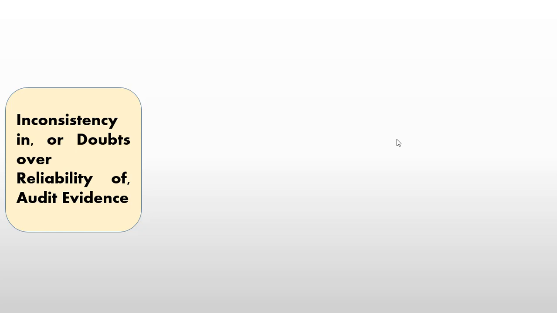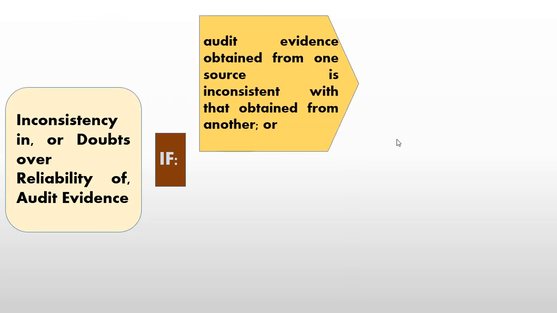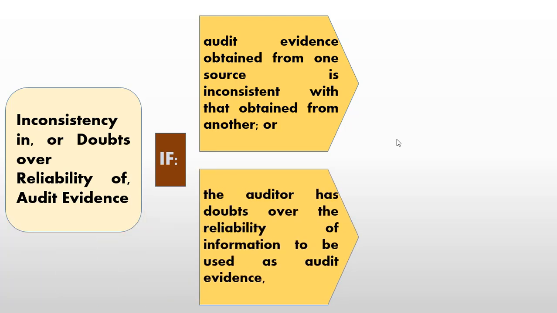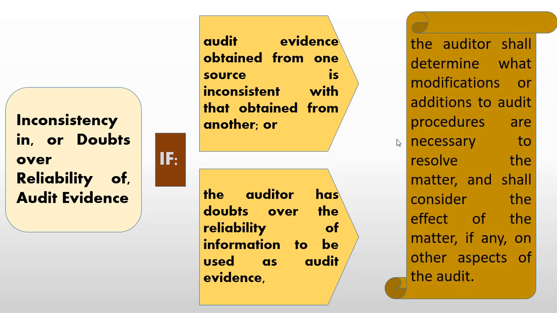Now, what if there are inconsistencies or doubts over the reliability of audit evidence? If audit evidence obtained from one source is inconsistent with that obtained from another, or the auditor has doubts over the reliability of the information to be used as audit evidence, the auditor shall determine what modifications or additions to audit procedures are necessary to resolve the matter, and shall consider the effect of the matter, if any, on other aspects of the audit.